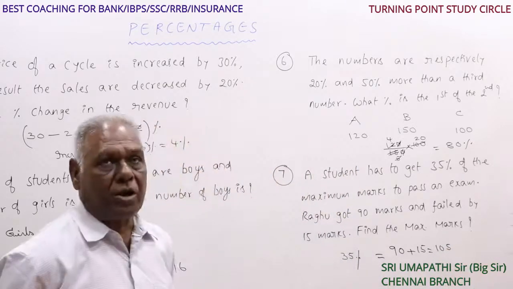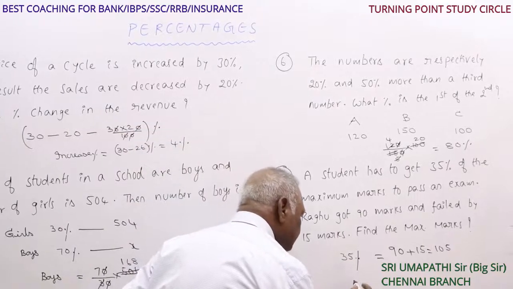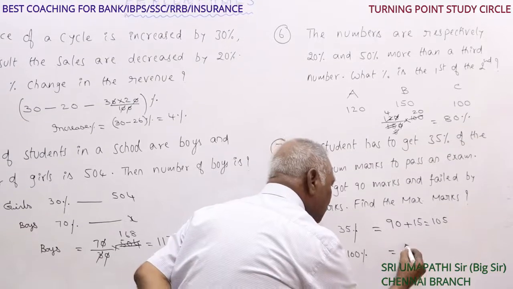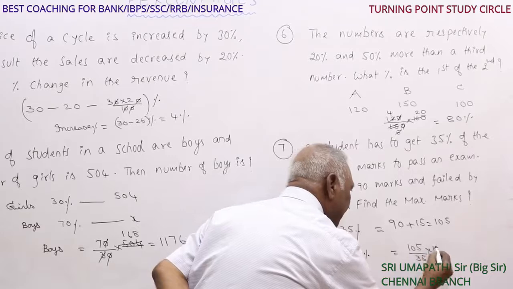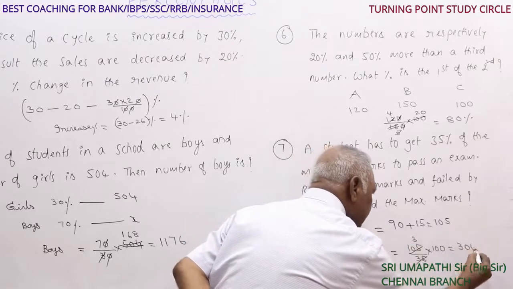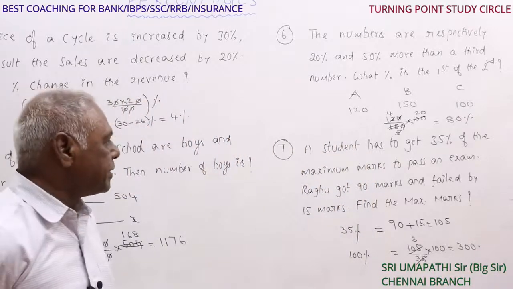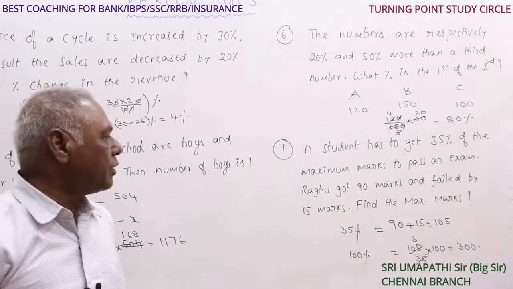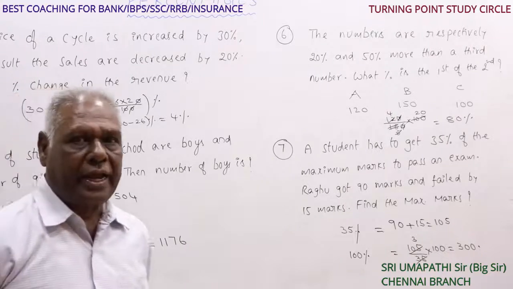So what is the maximum marks? What is 100%? So 100% is equal to 105 divided by 35 into 100. So 35 threes, hence it is equal to 300. So maximum marks is equal to 300. So 35% is equal to 105. What is 100%? It is equal to 105 by 35 into 100. So maximum marks is equal to 300.